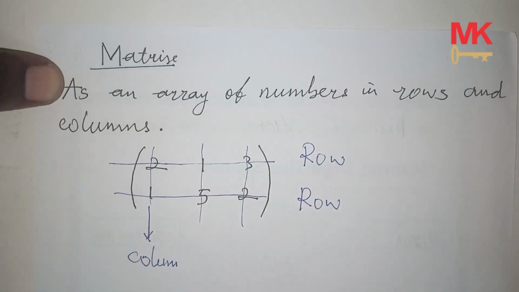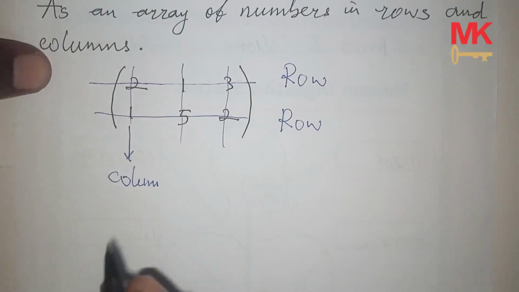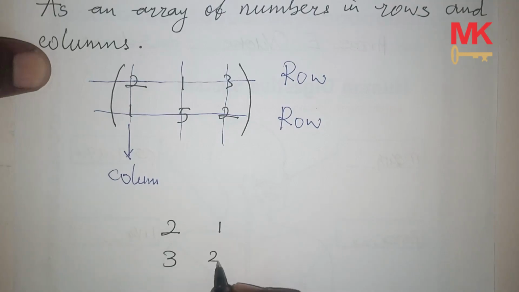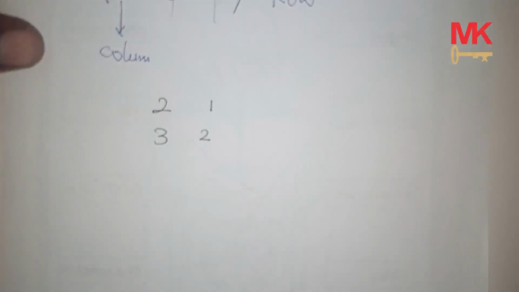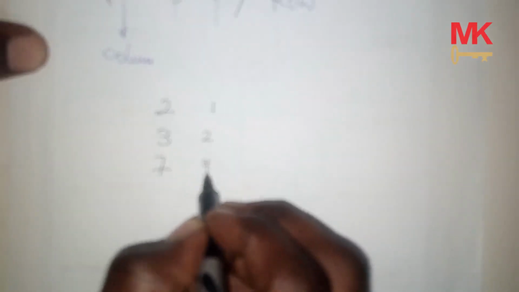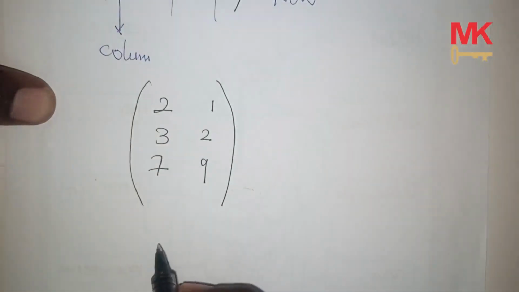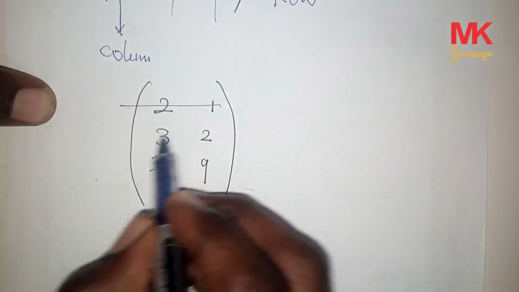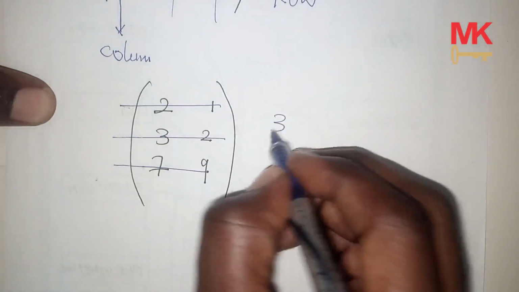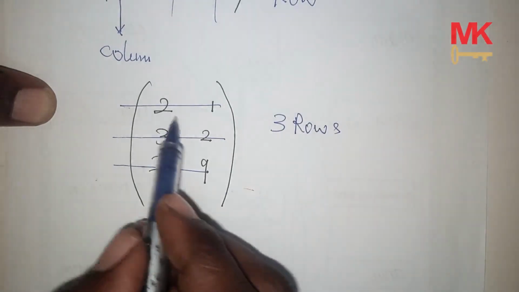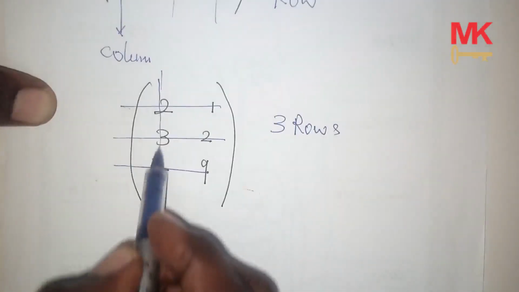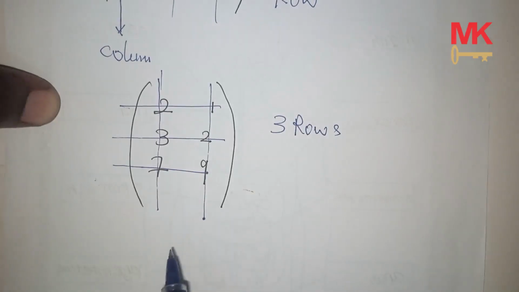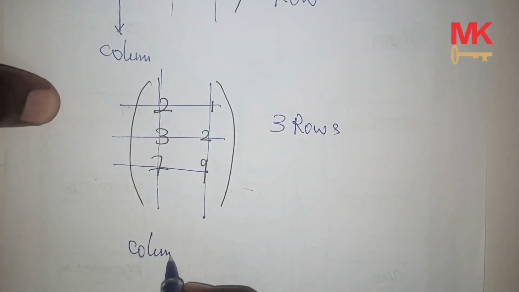Other examples of matrices are this. You can have 2, 1, 3, 2, for example, 7, 9, enclosed in a curved bracket. In this case, you see that there are 1, 2, 3, that's 3 rows. And the columns, we have 1, 1, 2. The numbers arranged vertically form the columns. So there are 2 columns here.